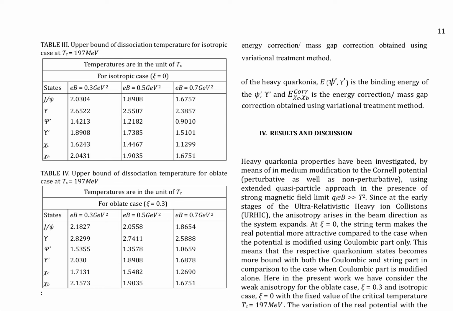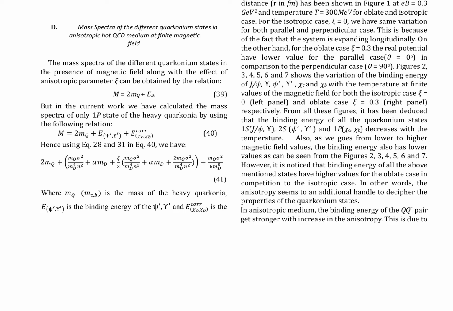The real potential of the Cornell potential is modified to incorporate the effects of anisotropy and magnetic field. The mass spectra of the quarkonium states are calculated using the relation m = 2mq + Eb, where mq is the mass of the heavy quark and Eb is the binding energy. The binding energy is obtained using the variational treatment method.